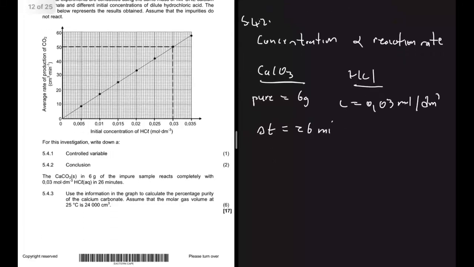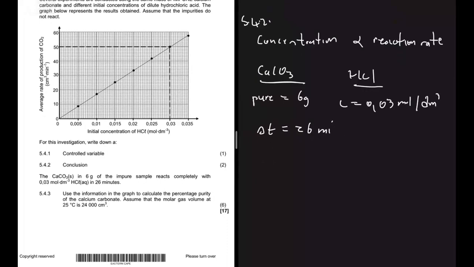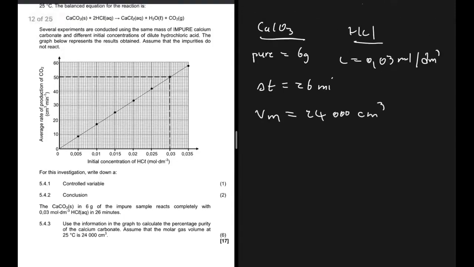And then 5.4.3 goes on to say, use the information in the graph to calculate the percentage purity of the calcium carbonate. So we want to calculate the mass of the impure calcium carbonate, and then after we do that, we can go back and calculate the percentage purity. Then they say, assume that the molar gas volume at 25 degrees Celsius is 24,000 centimeter cube. So, okay, let me just write down the equation again.